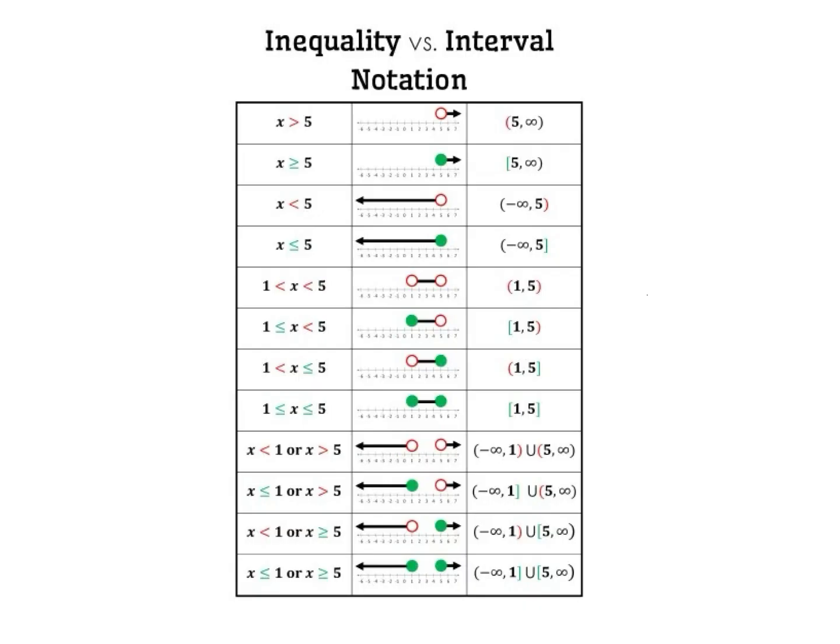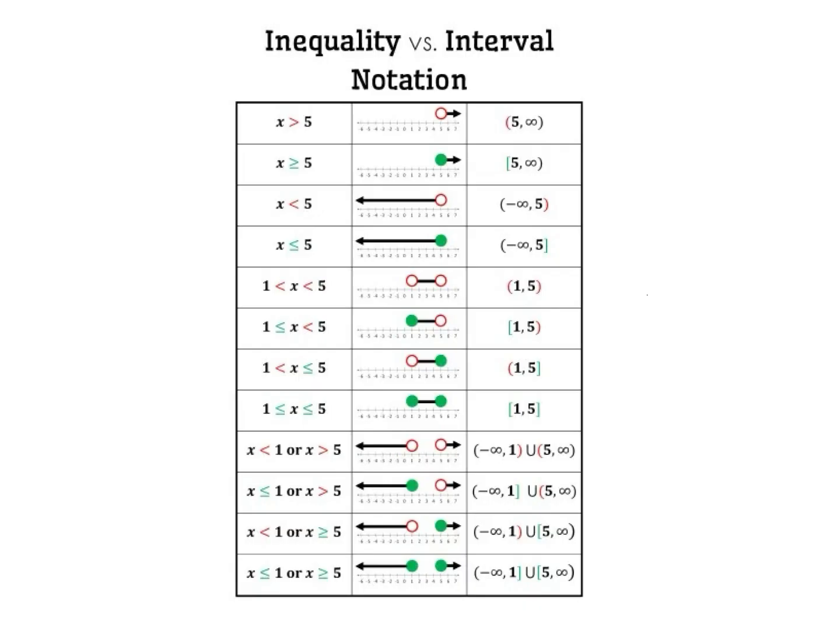So here are some things that we need to know. If we have just greater than or less than, we have an open circle on a number line. And if we have greater than or equal to or less than or equal to, that's a closed circle on a number line. If we have an open circle on a number line, then it's a parenthesis. If we have a closed circle on a number line, then we use a bracket.